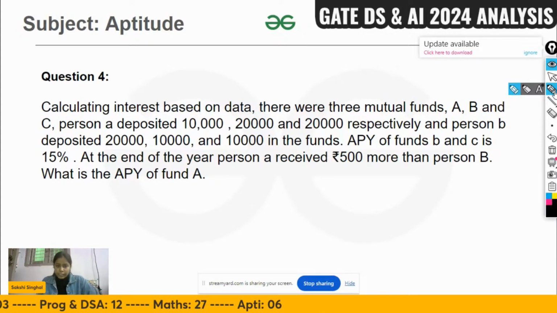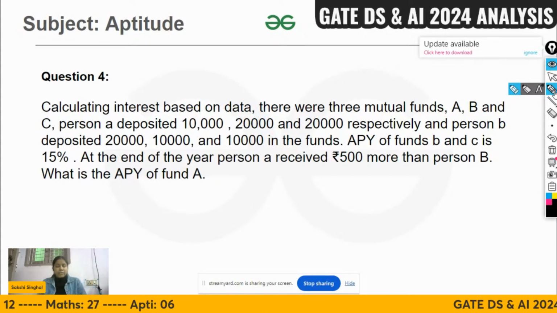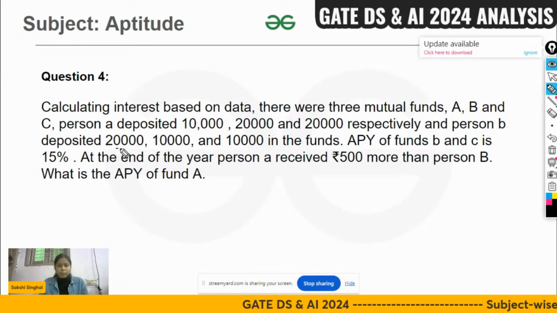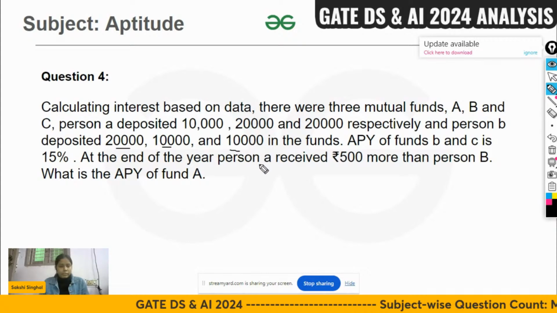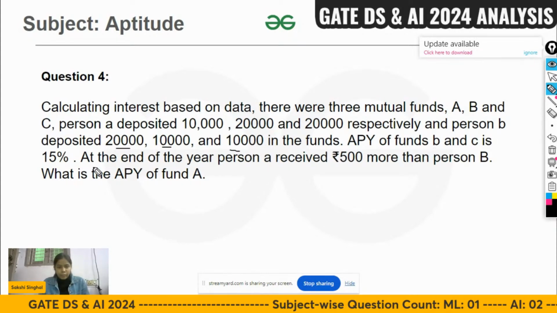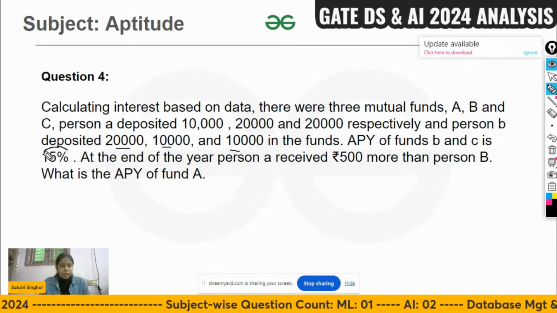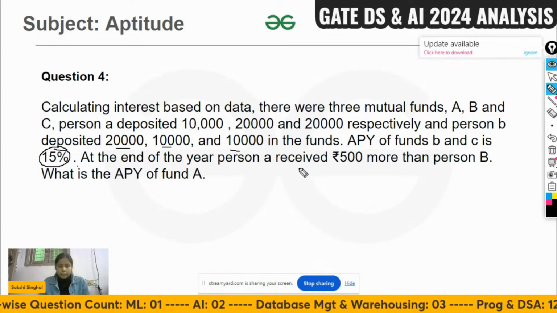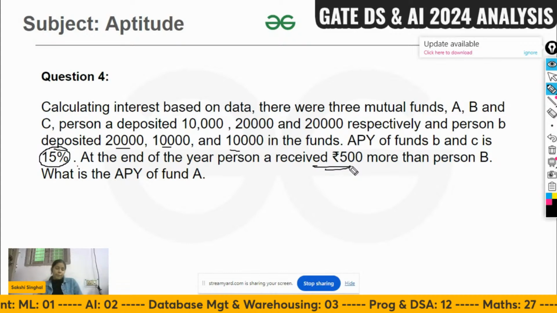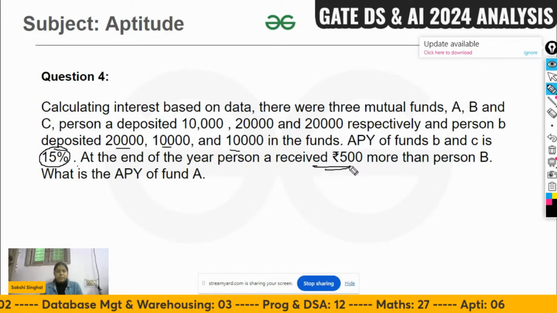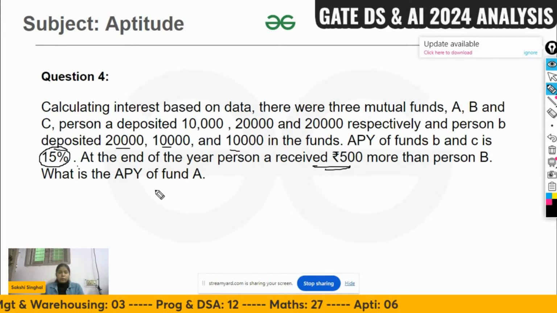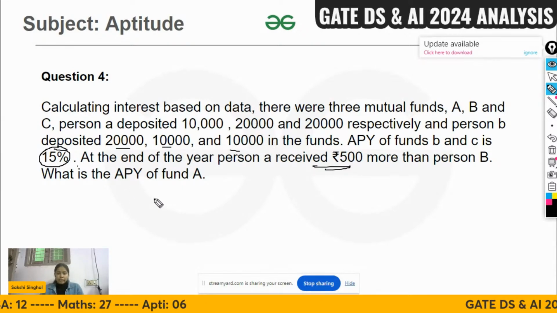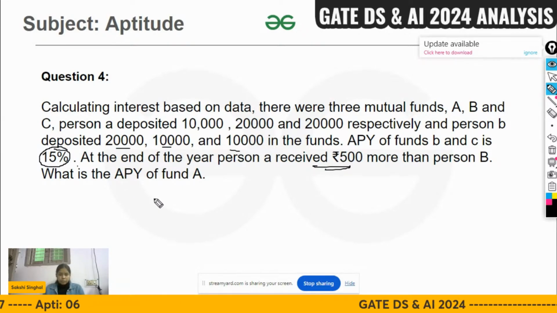There were 3 mutual funds, A, B, C. Person A deposited 10,000, 20,000, 20,000 respectively. Person B deposited 20,000, 10,000, and 10,000. Funds B and C have an annual percentage of 15%, and person A received 500 more than person B. Then we have to find out what would be the interest person A is getting on the A deposit, right?